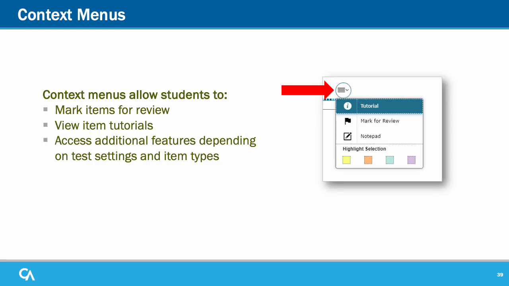Some test items and stimuli contain context menus. Students may use context menus to view item tutorials explaining how a particular item type works, mark items for review, and access additional test features.